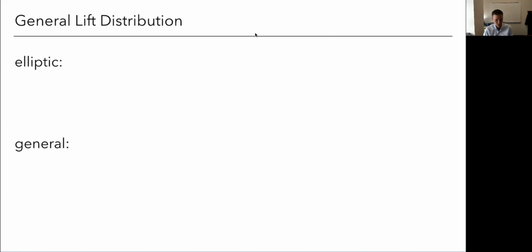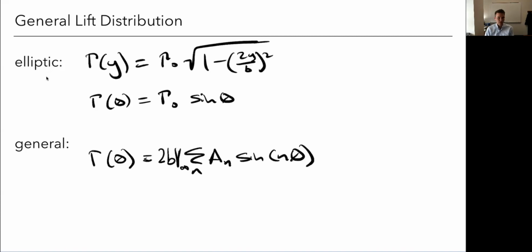Of course, the 2 doesn't have to be there either. We could choose other things arbitrarily. This just makes things a little bit nice. It doesn't matter, right? Because we, of course, could absorb these into the constant. And in the case of the elliptic, we put 1 here. We could say that A_1 is equal to gamma 0 divided by 2b V infinity. But this now allows us to represent any distribution.